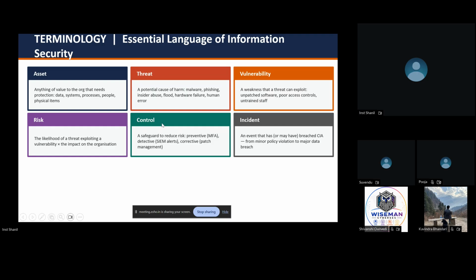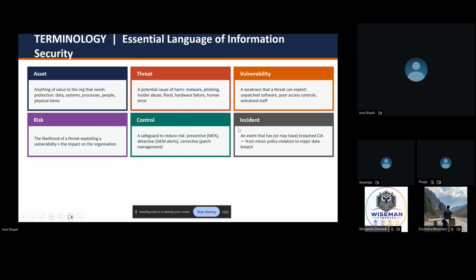Control. So, what is a control now? A safeguard to reduce risk. Preventive, it is multi-factor authentication. Detective, it is SIEM alerts. Or corrective, which is patch management. I'll again continue with the same example. Like you can have a security guard placed outside of your home. So even if you forget to lock your door, he will protect anyone from entering it. So that is a control. You can have CCTV installed. You can check on your mobile device whether the door is properly locked or not, or if someone has accessed your house or not. So that is a control.